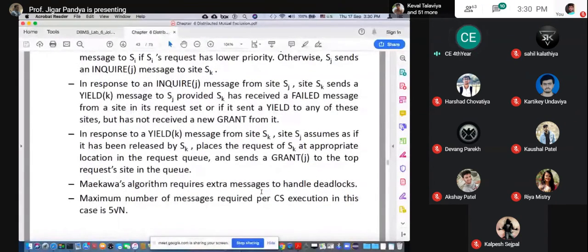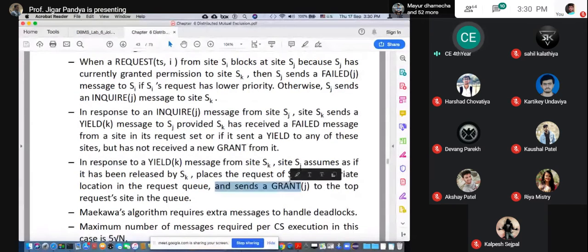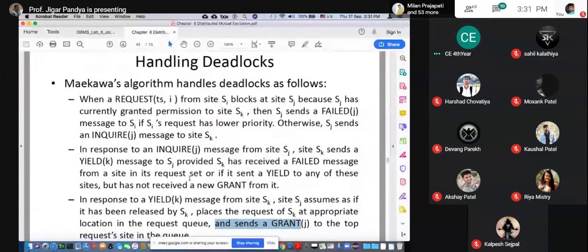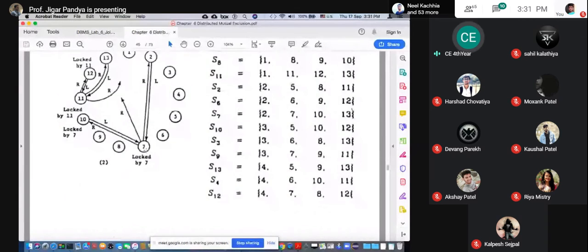So there are multiple levels of communication. I hope you understood the purpose of the failed message, the inquire message, the yield message, and the grant message. So other than request and reply, there are four more categories of messages introduced: inquire, failed, yield, and grant. And with that, Maekawa's algorithm successfully handled the deadlock. Please go through this. It's actually showing you that scenario.